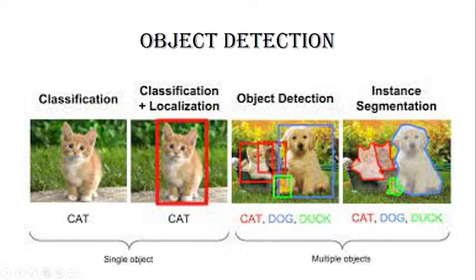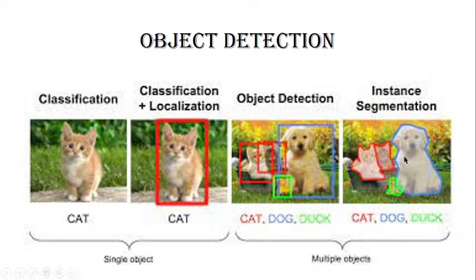Okay, focus on this third image. Actually, in this image we can see three types of objects, right? One is a dog, a cat, and a duck. So using a single image we can classify three categories of objects.